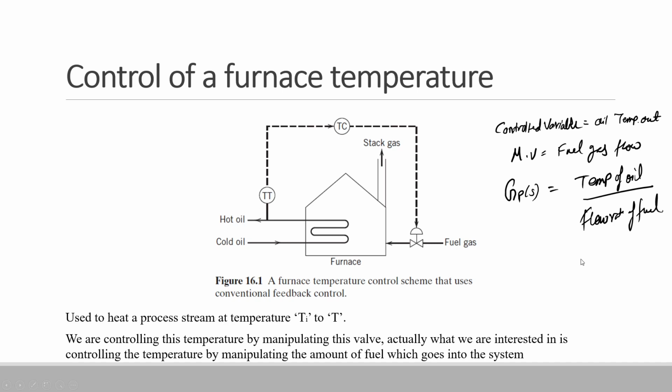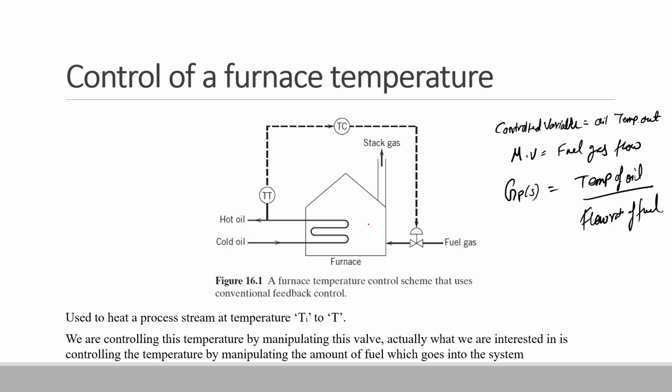So this is just the motivating example, so that will help you understand what we mean by cascade control. Over here I have given an example of a furnace, whereby our main aim is to heat this fluid, that is, from cold oil to hot oil. That is, to increase the temperature of cold oil by some degrees. And we do that by employing this furnace.